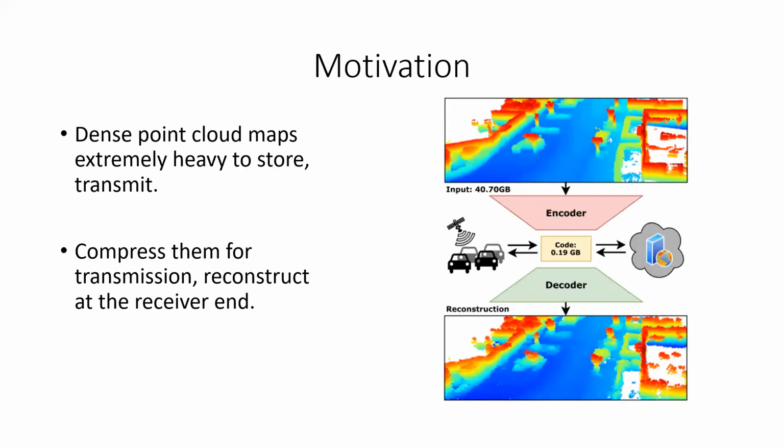Okay, so anyway, that was just a primer. And the basic motivation is, let's say you have a self-driving car and your lidar scan literally takes in an input of 40.7 gigabytes per scan, and that is obviously very expensive to transmit, right? So what you do is you have an encoder that compresses it and a decoder which then reconstructs it at the receiver end. This is picked up from the paper, and they actually managed to bring it down to 0.2 gigs, so 200 MB.